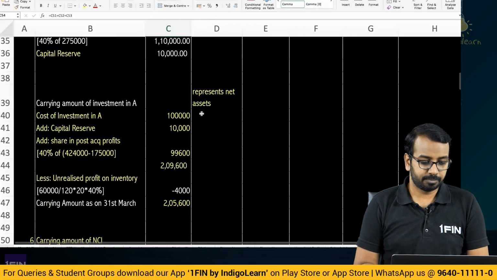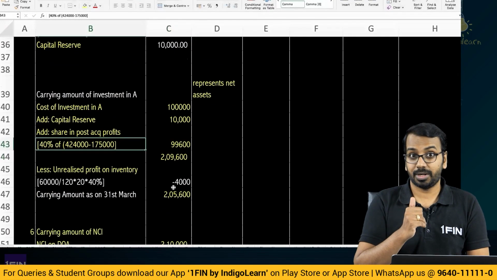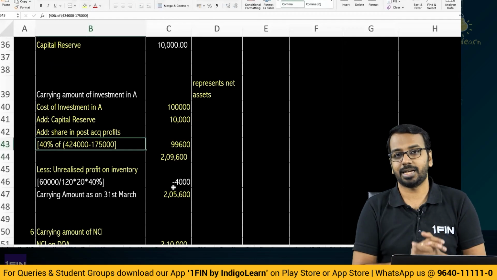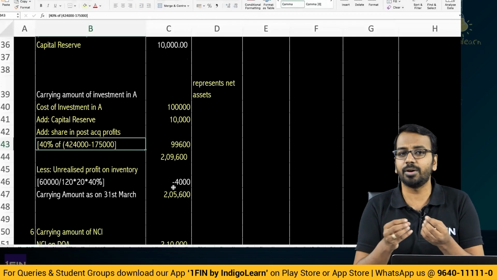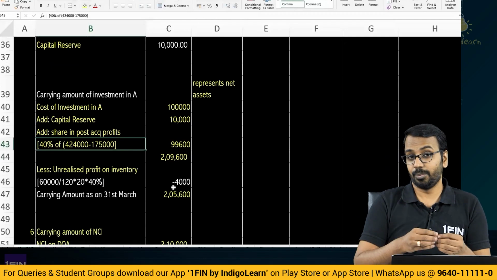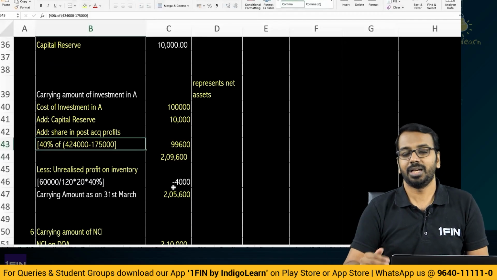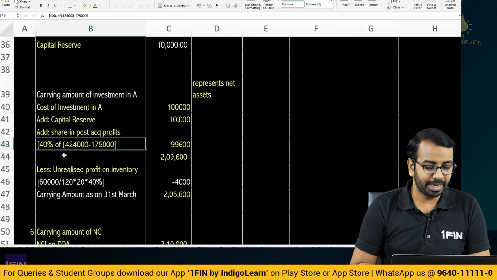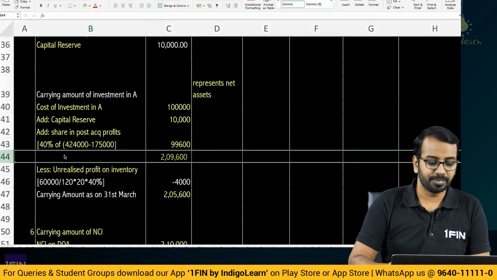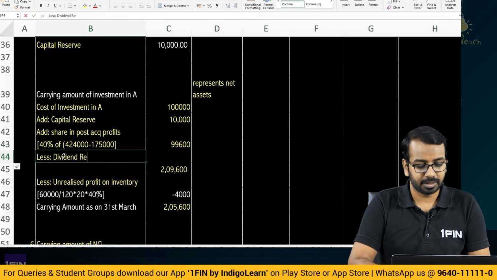Come to associate. Now associate also will declare dividend, right? Whenever there is a right to dividend which is established, H will say that I have to receive the dividend. There is a dividend receivable. So dividend receivable, and the next entry will be, you will reduce it from the investment. Like when you receive dividend, you will debit cash and reduce the investment. Here also, any dividend which is declared, you will adjust. So you will say less dividend receivable.